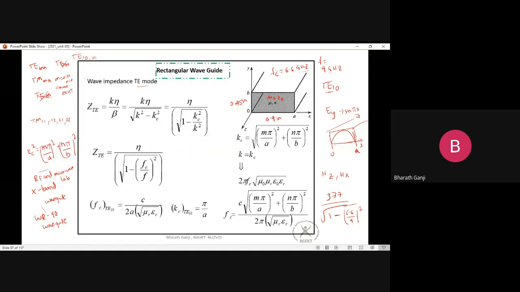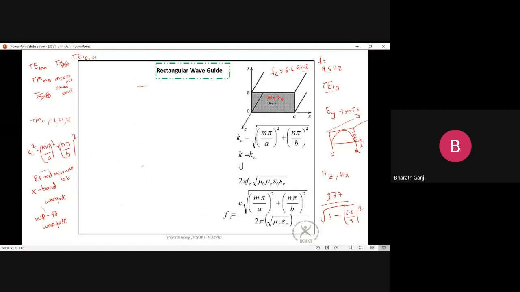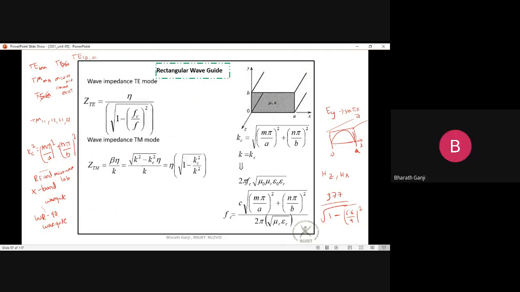So with this we have the wave impedance expression for a TE mode. Say for example I want to find the wave impedance for TM mode. So for TM mode, what is the formula for wave impedance? Beta eta by k. Very good, it's beta eta by k. So when it is k eta by beta for TE mode, for TM mode it is beta eta by k.